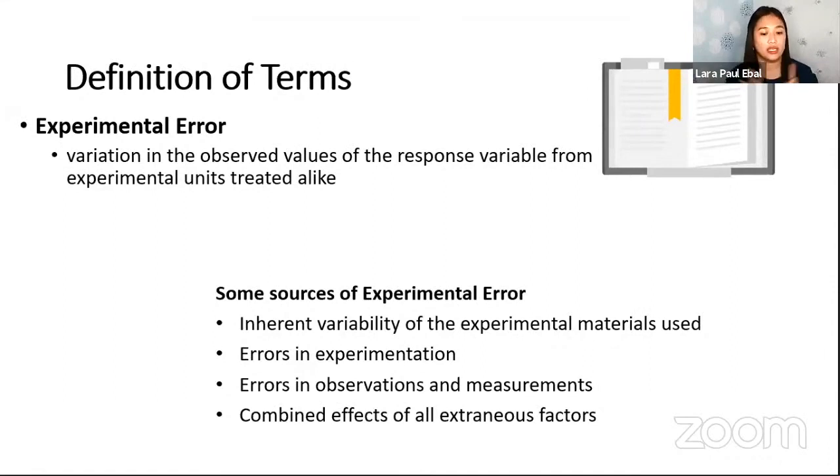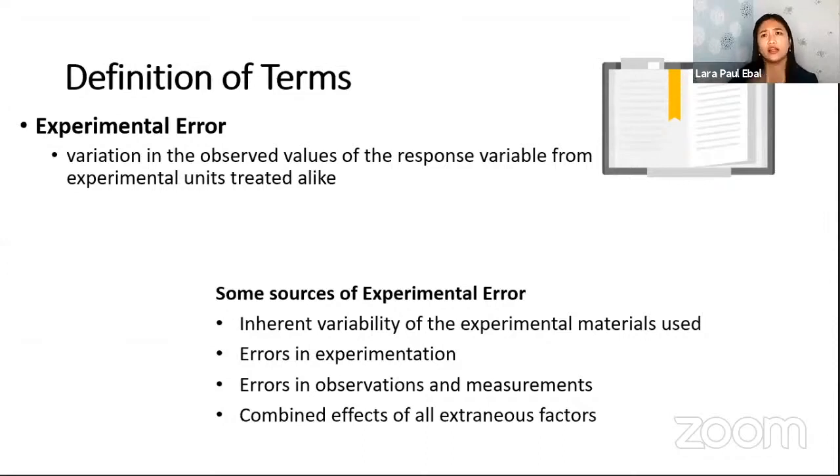Number one, inherent variability of the experimental materials, maybe because of the material used. Errors in experimentation, so it is usually the human error. It's the person who is measuring or gathering the data. Then errors in observations or in the measurements. So these are some sources of discrepancies. Then we also have the combined effects of all extraneous factors.